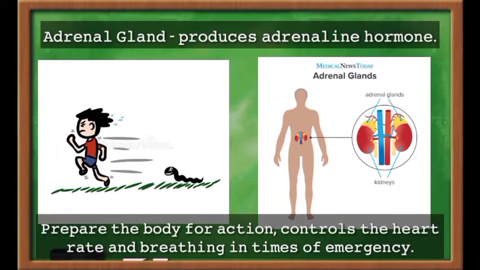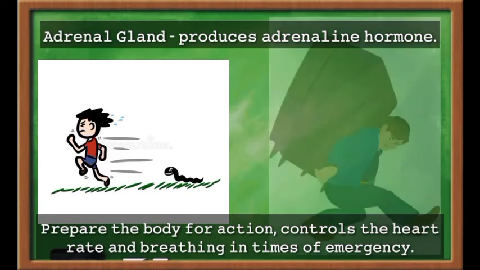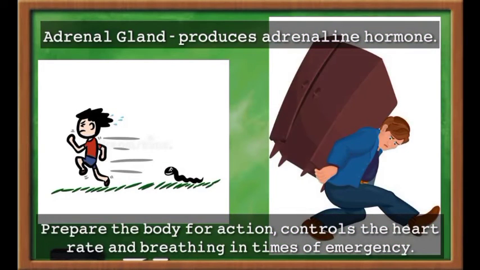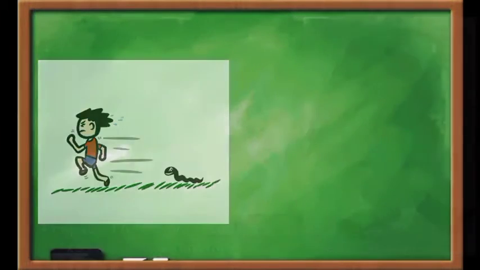The adrenal gland produces adrenaline hormone to prepare the body for action, controls the heart rate, and breathing in times of emergency. That's why other people become stronger and can move or run fast when there is an emergency, like in this picture. They can carry heavy loads, run faster, and think quickly because of the adrenaline hormone.